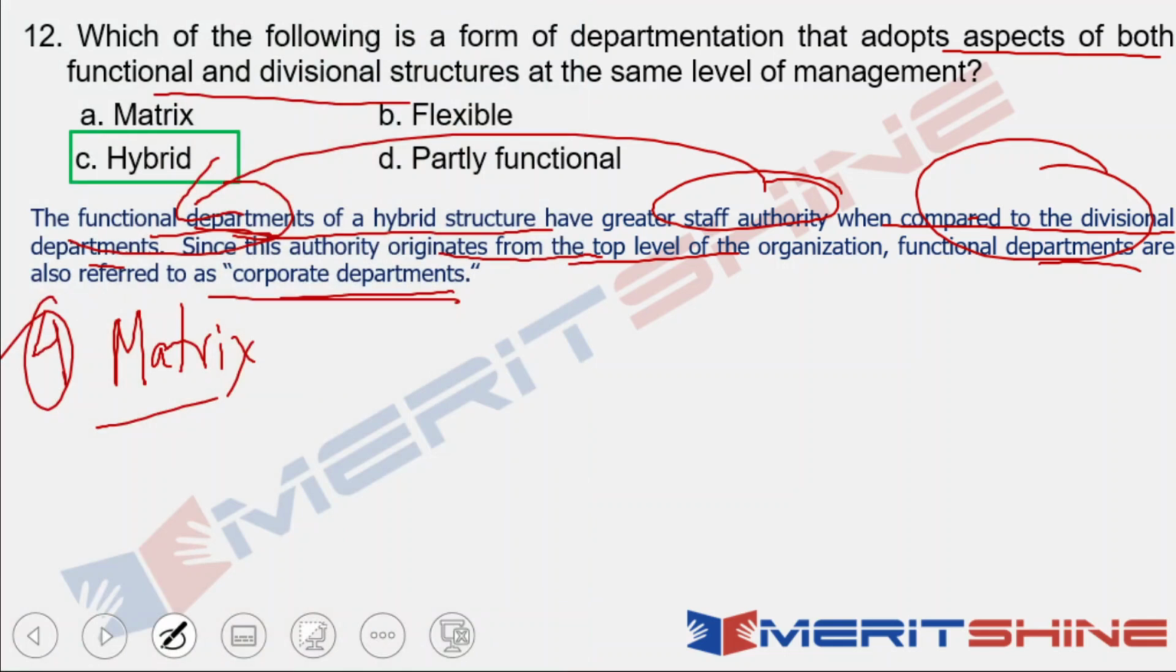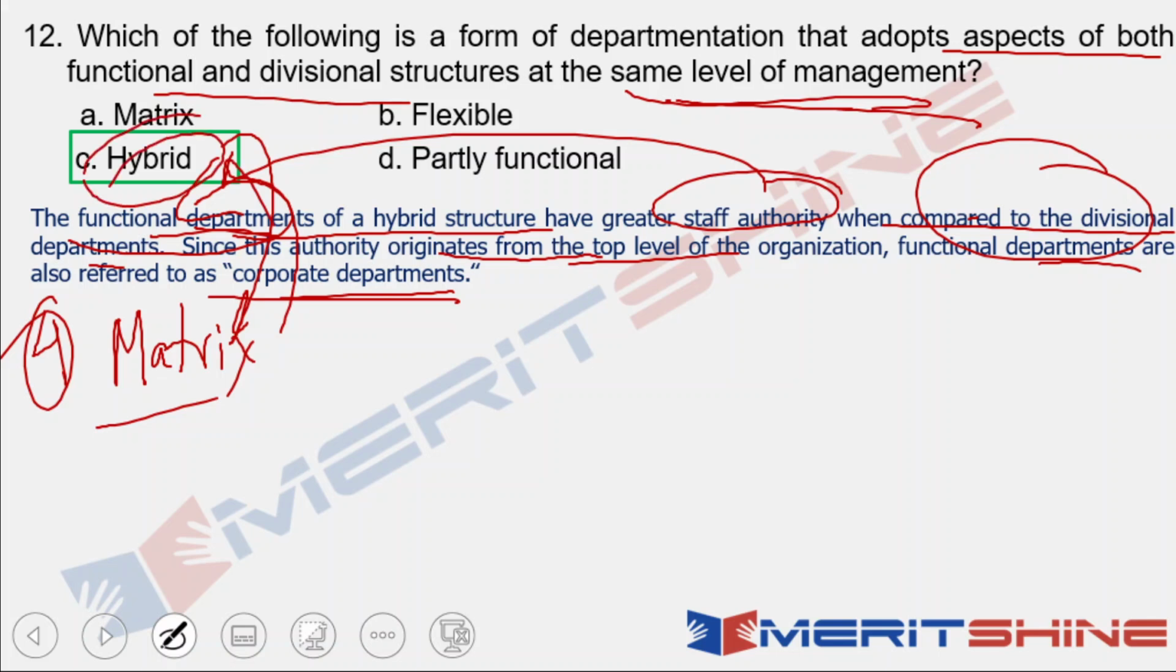And like the matrix structure, I told you, hybrid structure also takes functional and divisional structure, but then it is at the same level of management. Okay. And hybrid structure allows you to utilize resources and knowledge in each function also. So many large organizations have shifted from matrix to hybrid again.